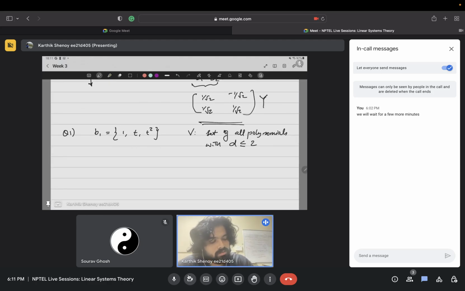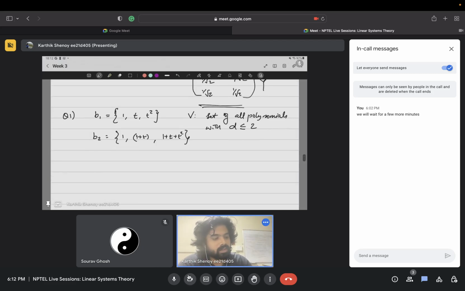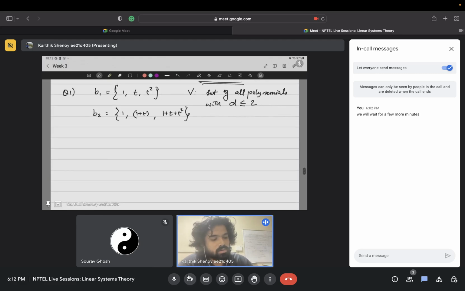Now I am choosing one basis as 1, t, t square, and another basis as 1, 1 plus t, 1 plus t square. You can in fact prove that this is actually a valid basis, they are linearly independent. Okay, you can actually prove that. So I want to write the change of coordinates now. Okay, so how do I write this?